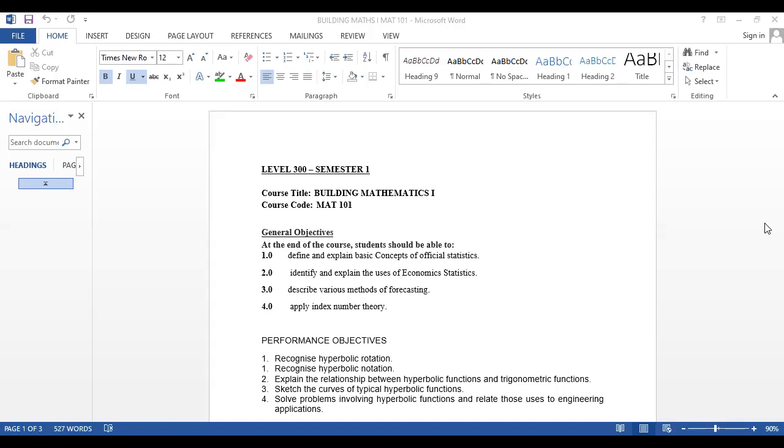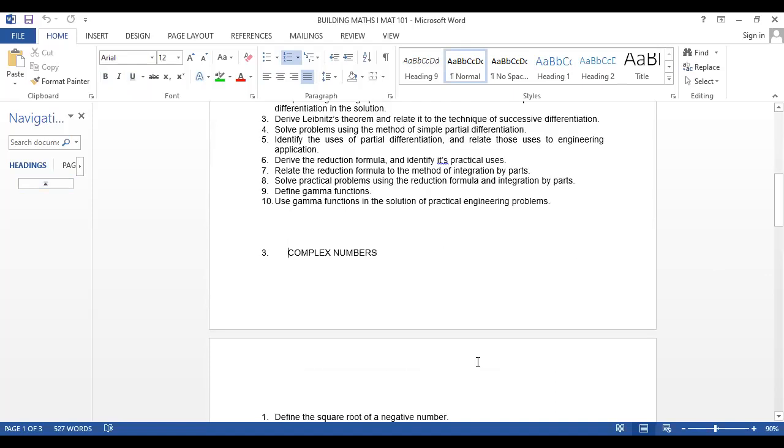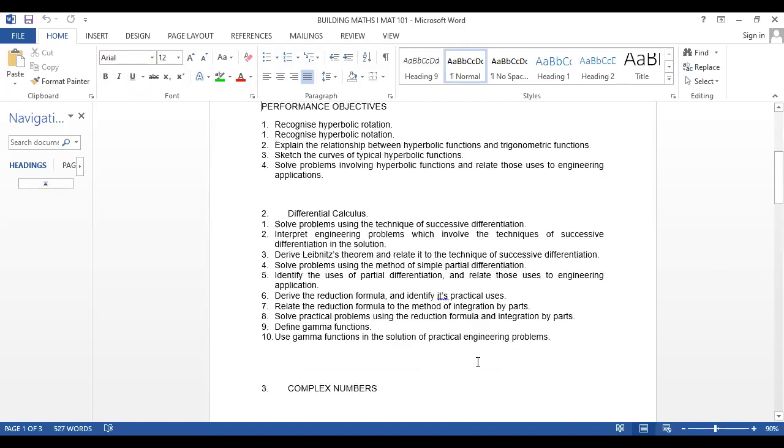Now, at the end of the day, we are expecting to understand the concept of hyperbolic functions, which are part of trigonometry functions, okay, and know how they are used in our engineering applications. We're also supposed to understand the concept of calculus, like I said, to be able to know the rules of differentiation and apply them. Prior to that, we'll also look at the concept of limits.